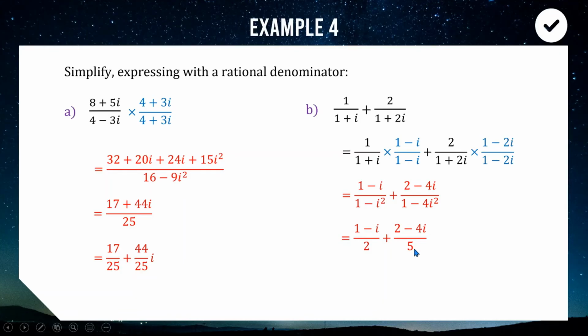And now we just got to combine these fractions. So we'll just do some cross multiplying. We'll have 5 times 1 minus i plus 2 times 2 minus 4i over a common base of 10. And now we just need to expand and collect to tidy up and get our final answer. So we have 5 plus 4 is equal to 9. We have minus 5i minus 8i is equal to minus 13i. And our common base is equal to 10.